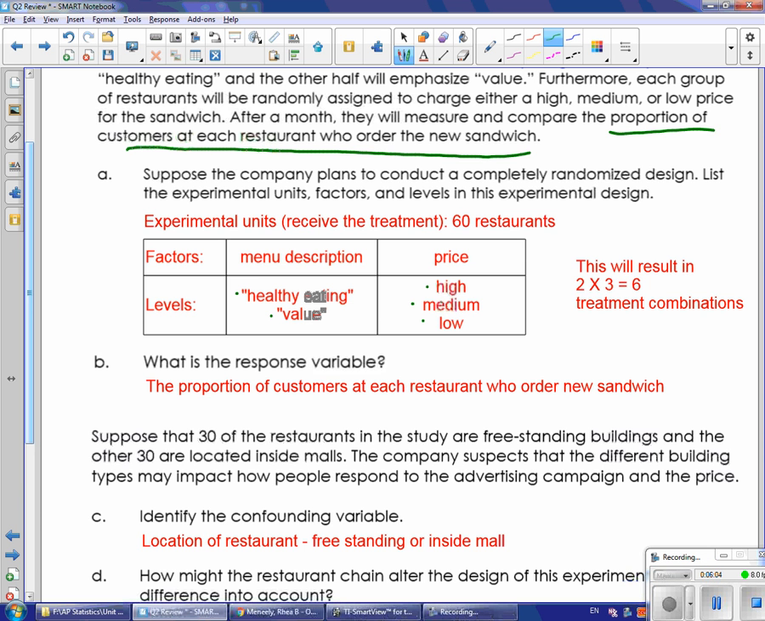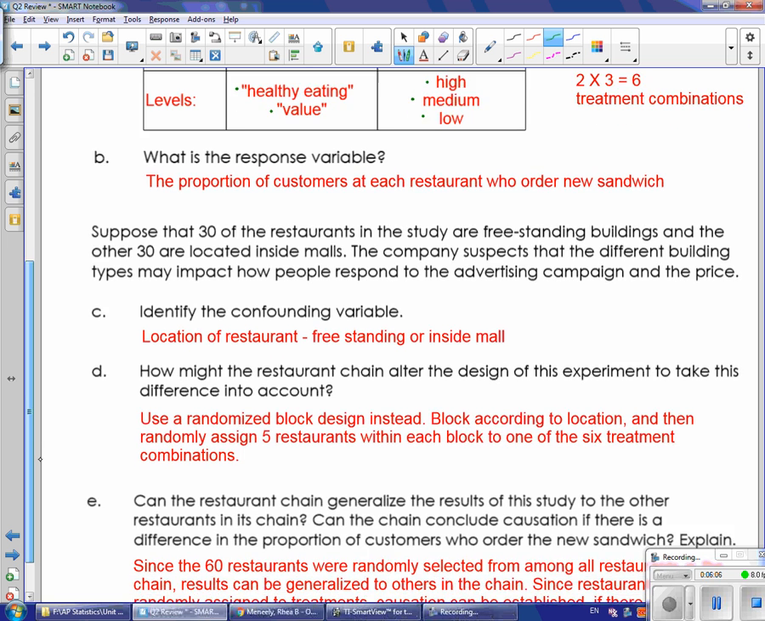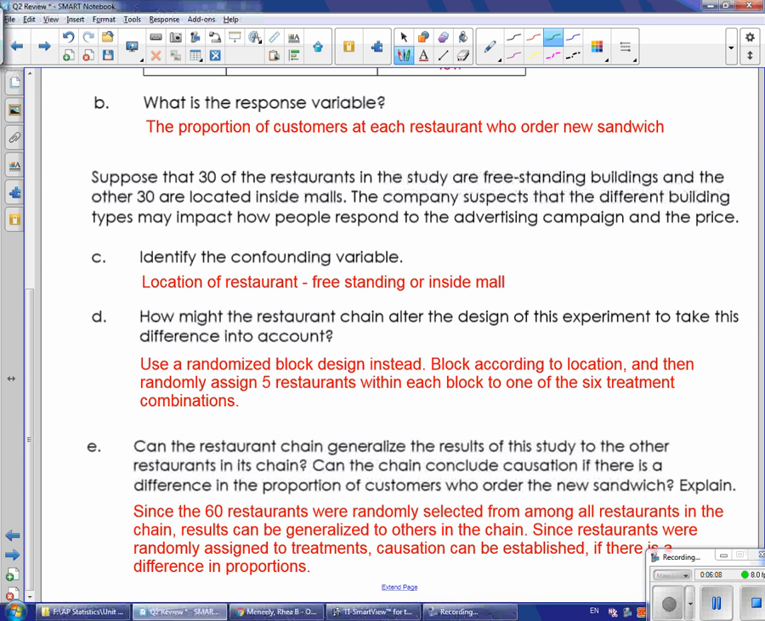In the next section, we're actually going to change the scenario a little bit. It says, suppose that 30 of the restaurants in the study are freestanding buildings and that the other 30 are located inside malls. The company suspects that the different building types may actually impact how people respond to the advertising campaign and the price. So the confounding variable in this situation is what might alter the results of the study, or what might create some extra variability that we want to control. And so in this case, it would be the location of the restaurant, whether it's freestanding or inside the mall.